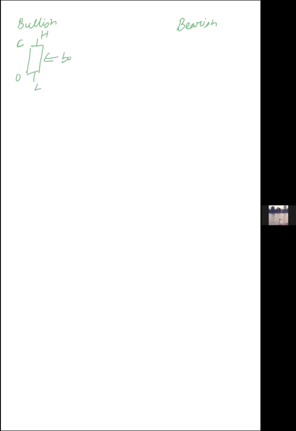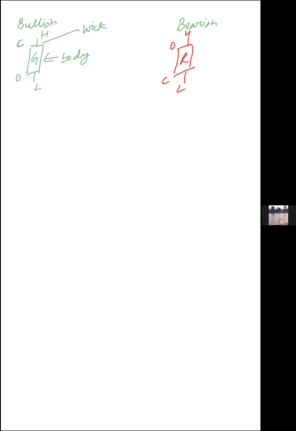This is the body and this is the wick. And a bearish candle is denoted by red color. High and low remain the same, but open and close are the only things that differ. This one has a red body and this one has a green body.